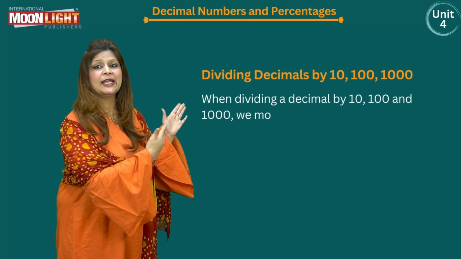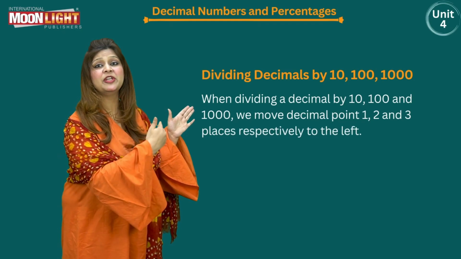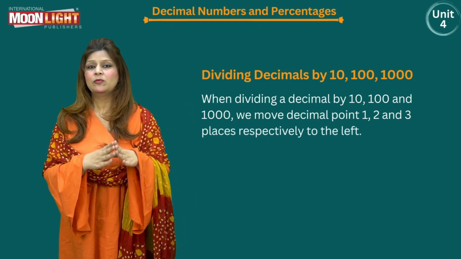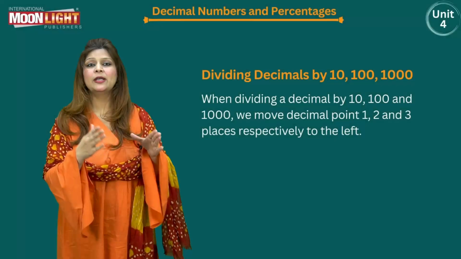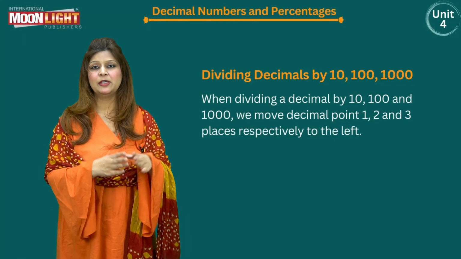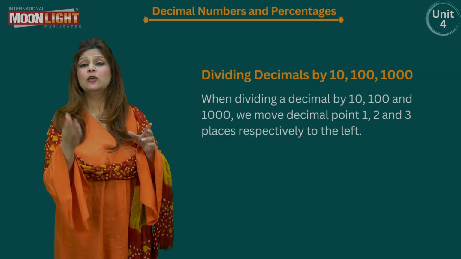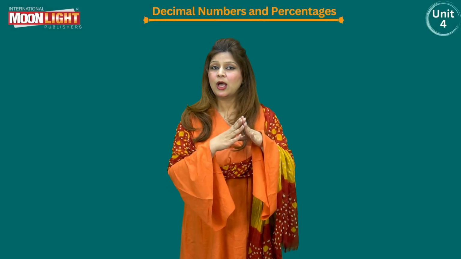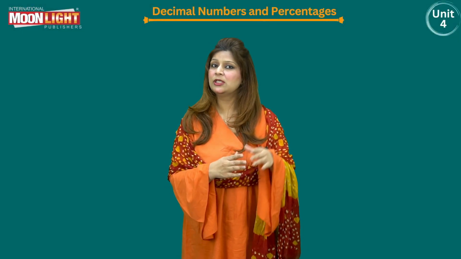When dividing a decimal by 10, 100 and 1000, we move our decimal point, that is how many places? 1, 2 and 3 places respectively to the left hand side. So here we are going to move our decimal point to the left hand side.